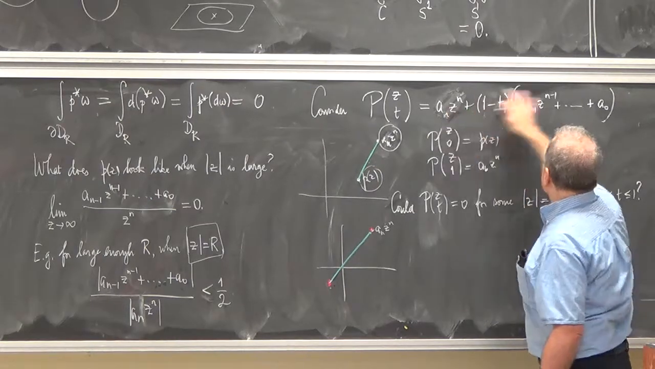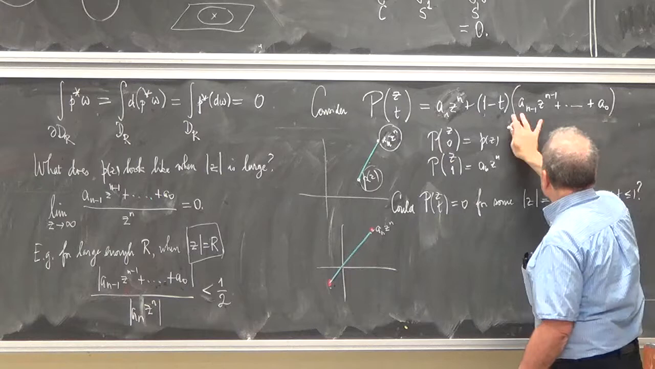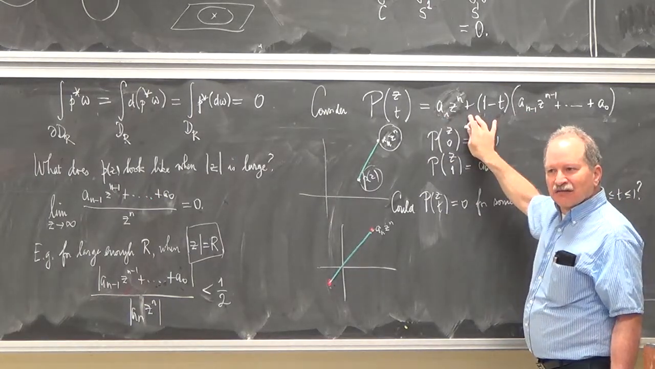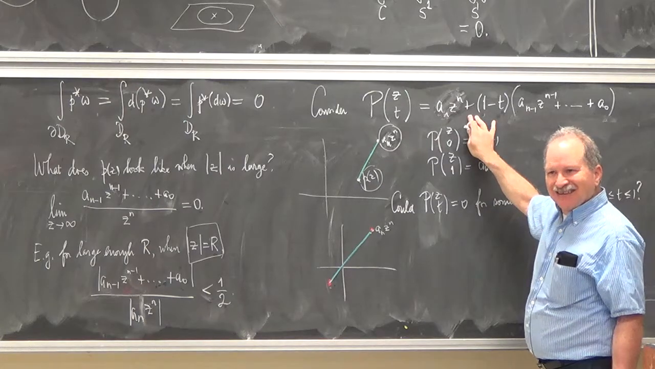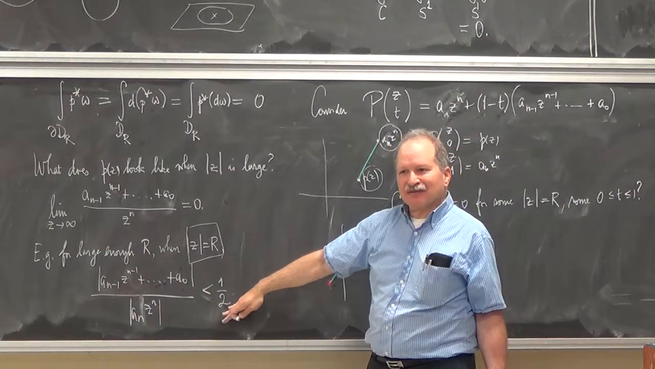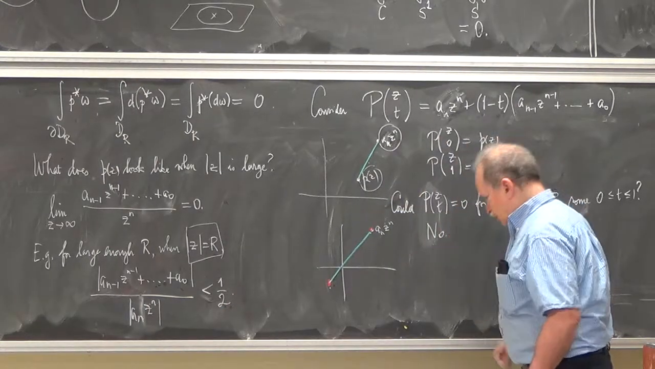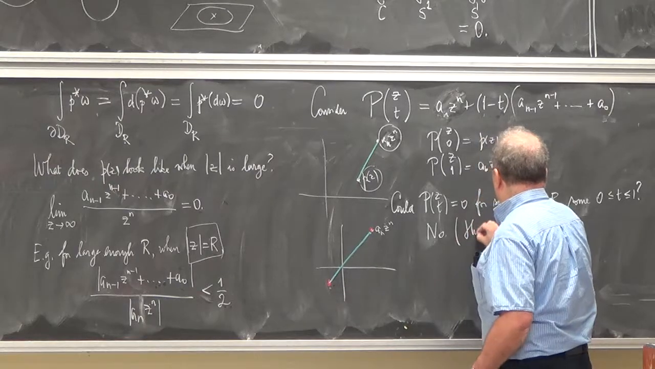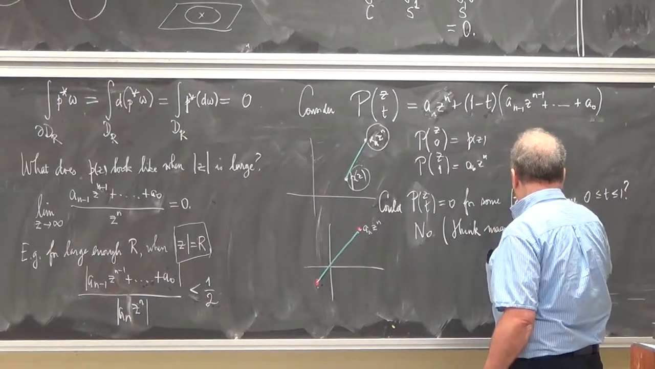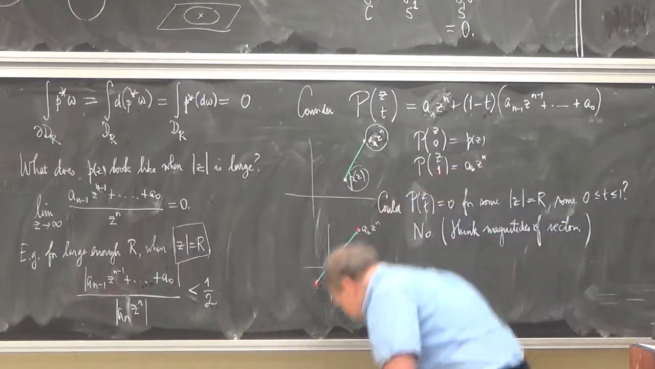So for these to give 0, this thing would have to have a magnitude at least equal to the magnitude of that. Agreed? It doesn't. It's got magnitude less than half. So the answer is no. Think magnitudes of vectors. All right, well then I'm done.